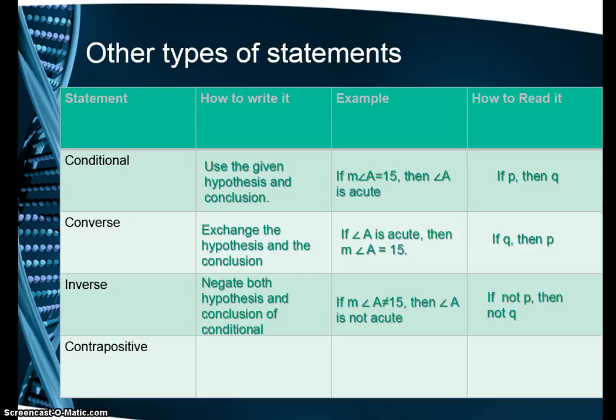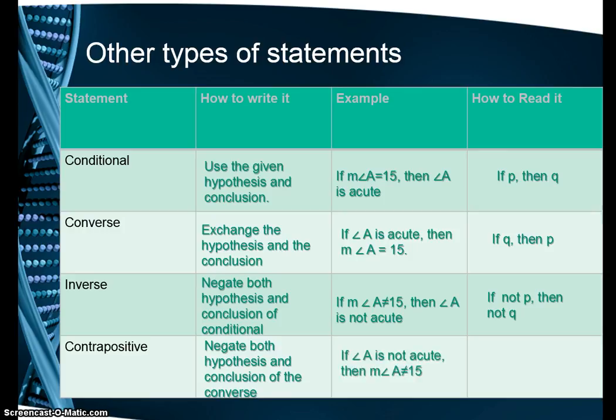The last one we have is the contrapositive. This is the one I like to call the flip, not not. Okay, it's essentially negating the converse. So I'm taking the hypothesis and the conclusion of the converse, which is this statement right here, and doing the opposites with that one. So instead of saying if angle A is acute, then the angle A is not acute. And then the measure of angle A is 15, then the measure of angle A is not equal to 15. And that's what this means here. This equal sign with a slash, that means not equal to 15. So I read this as if not Q, then not P.